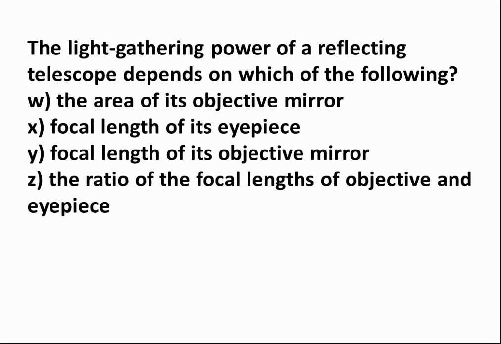The light-gathering power of a reflecting telescope depends on which of the following? W. The area of its objective mirror. X. Focal length of its eyepiece. Y. Focal length of its objective mirror. Z. The ratio of the focal lengths of objective and eyepiece.